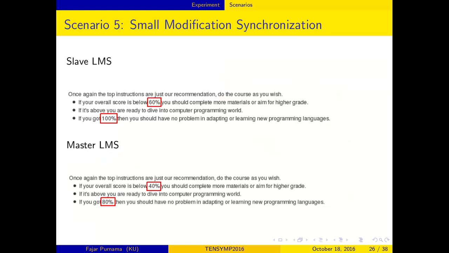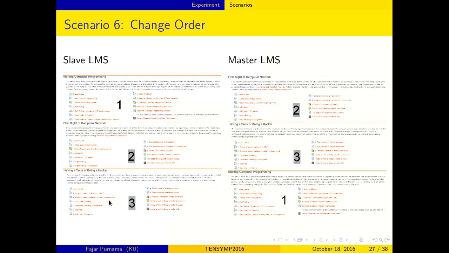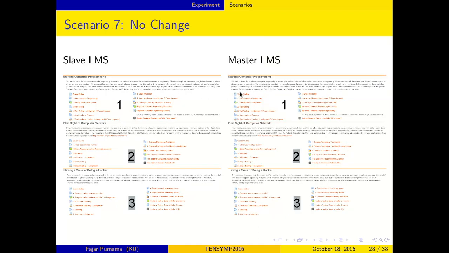The fifth scenario is a small modification where, in some content somewhere in the course, we change 60% to 40% and 100% to 80%. This is a very small change or revision. On the sixth scenario, we did nothing but only change the order of the sections. And on the seventh scenario, nothing changed. What happens if we do synchronization in this scenario?